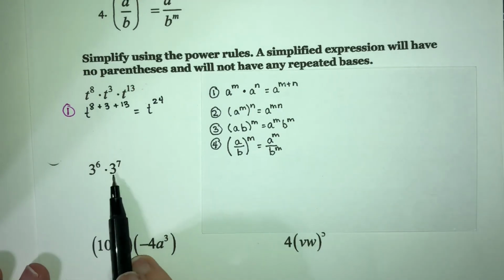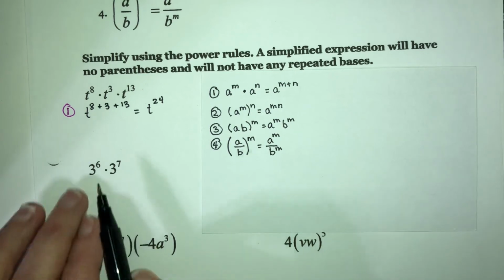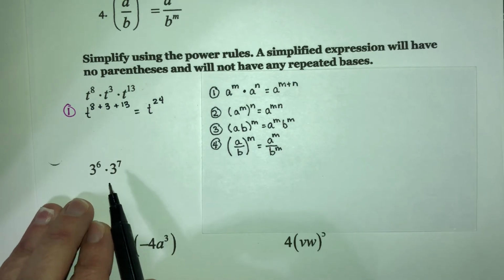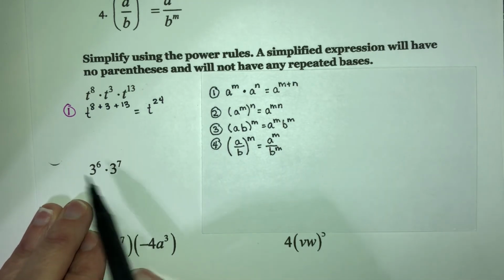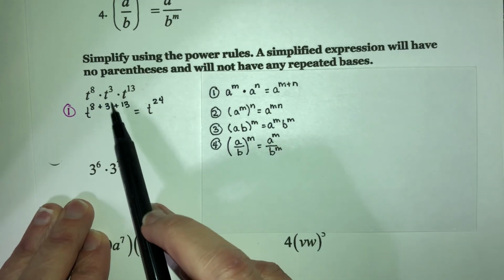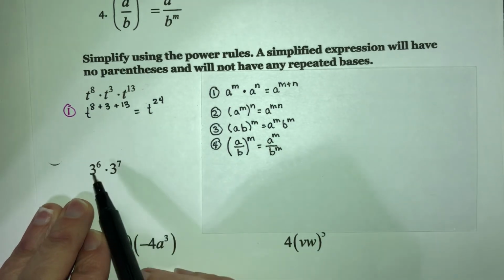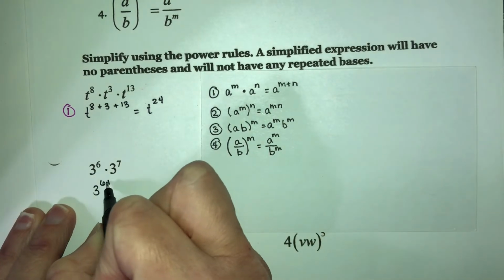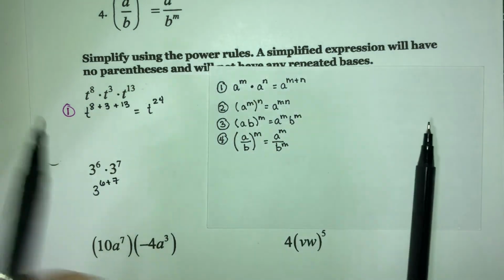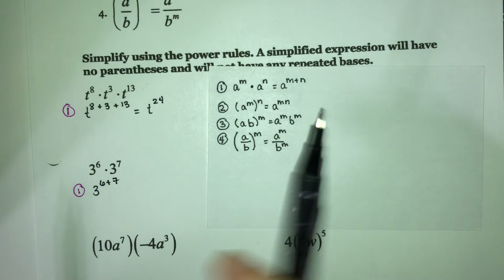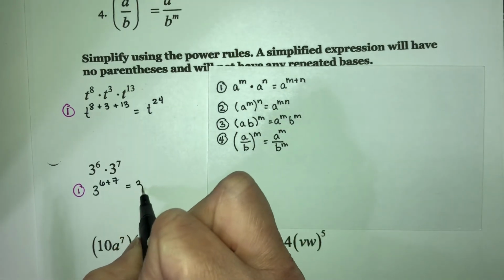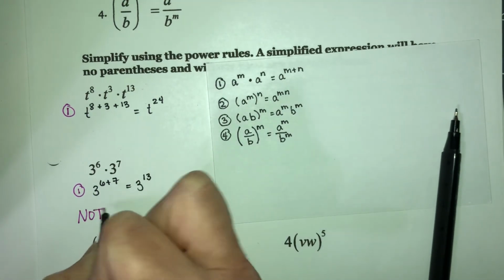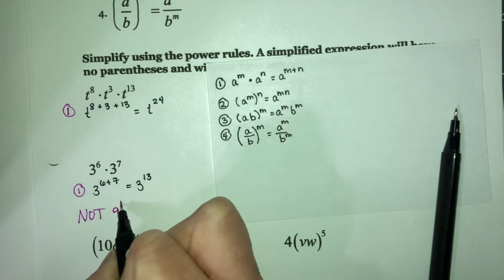3 to the 6th times 3 to the 7th. Don't let the number mess you up. Okay, there's a very common mistake here I'm going to talk about in a second, but your bases are exactly the same. Just like we had up here, we didn't do anything to the t. We just kept it the same. We don't do anything to the 3 either. This is 3 to the 6 plus 7, and this is property number 1. So this is 3 to the 13th power. Okay, this is not 3 times 3, 9 to the 13th power.